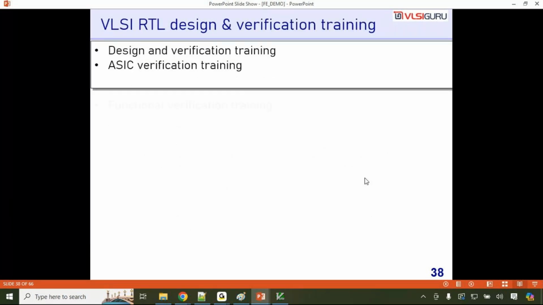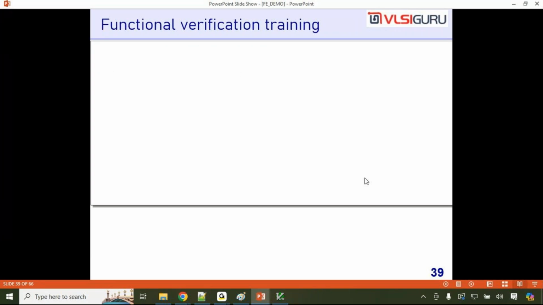Next, talking about functional verification training for freshers. It's an 8 months course. We purposefully made it long. Even though it's 8 months, you can start getting placement support from the 6th month. You don't have to wait for 8 months to get a job.